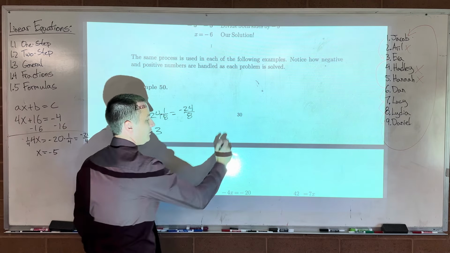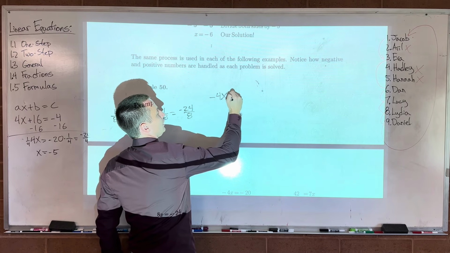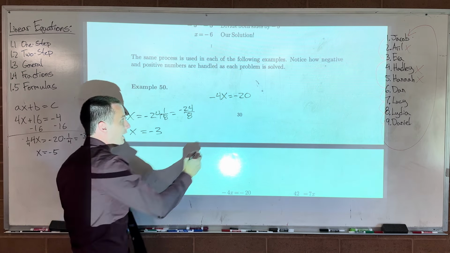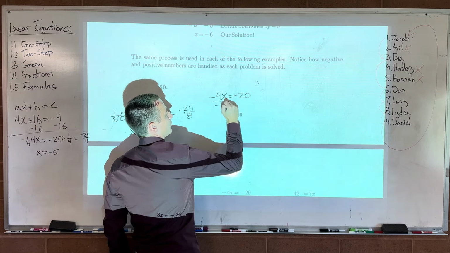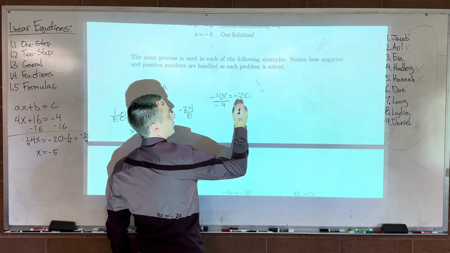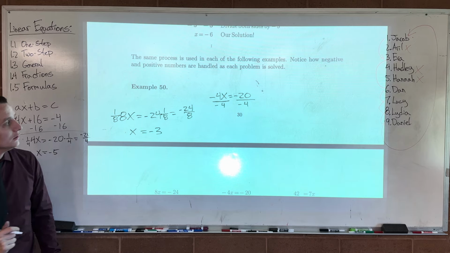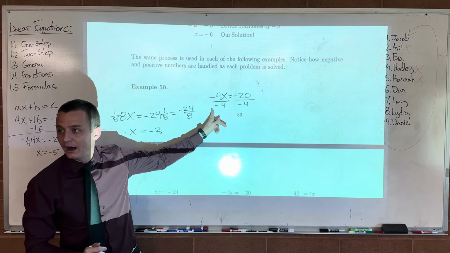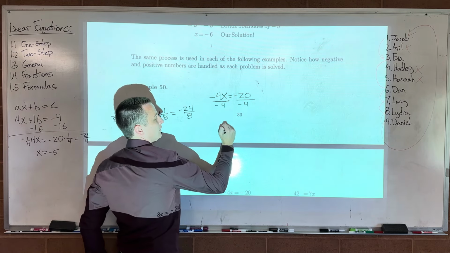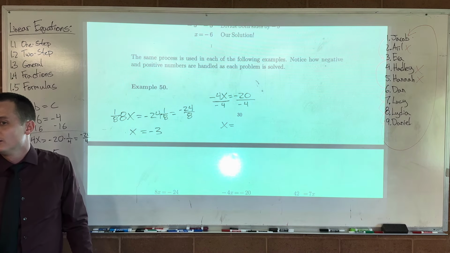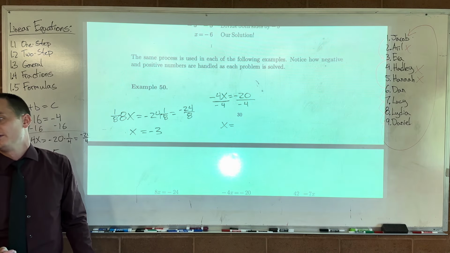Let's do this one. We have negative 4x is equal to negative 20. What are we going to do? Divide both sides by negative 4, or multiply both sides by negative 1/4, however you want to think about it. The negative 4's go out, leaving us with just x is equal to negative 20 divided by negative 4, which is? 5. Positive or negative? Positive.